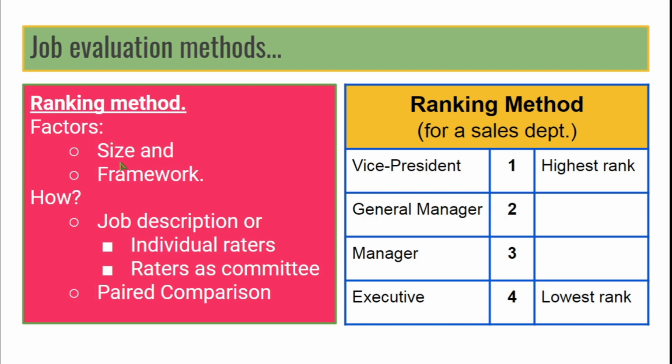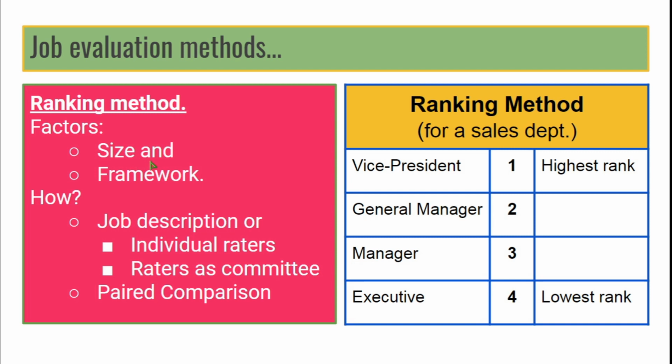To understand size, let's say there are 4 or 5 job positions in an organization. In this case, it's easy to rank these jobs, but how about if the number of jobs or the vertical structure of the organization has 25 to 30 jobs? Then it becomes very difficult to do job evaluation by the ranking method.